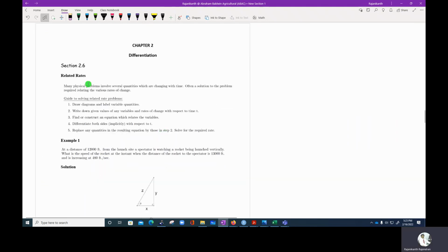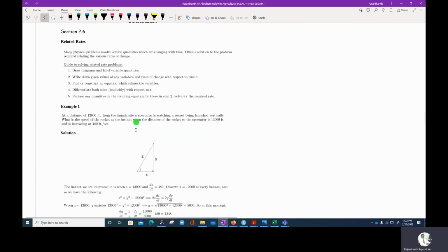So if you look at 2.6, here nothing but we apply differentiation technique to do some problems related to rate of change. Okay, rate of change. So this is the idea you have to follow to deal with rate of change problems.